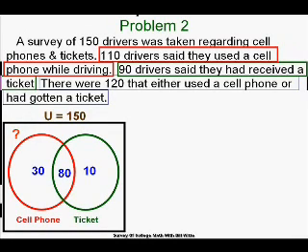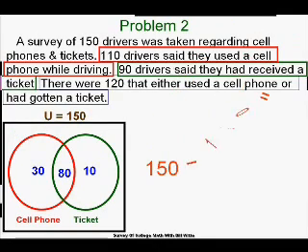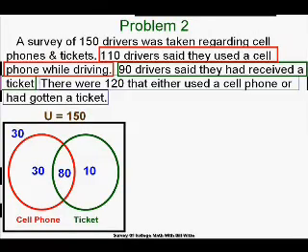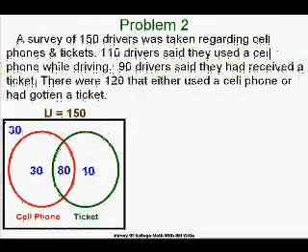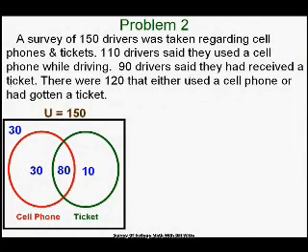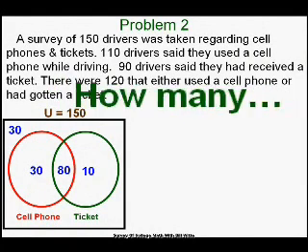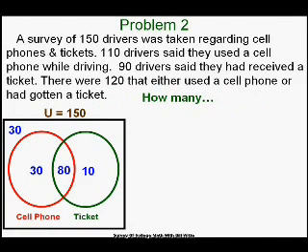I can figure out this area, knowing the universe is 150, by subtracting the 120 from the 150. And now that I've got every area filled in, boy, is this great! I can answer all the questions. Couldn't have done it without the inclusion-exclusion principle, though. So, let's go back to our questions.